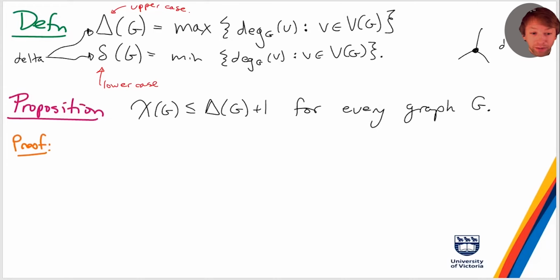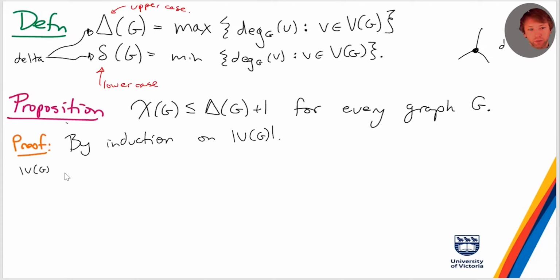So any thoughts about how to prove this? It's not a super difficult proof, but it's a little bit harder than what we just did about cliques. So how would I prove the chromatic number is at most delta plus 1? Any thoughts? Well, I'm going to do it by induction. The case where the number of vertices is 1 is usually pretty boring, and in this case it's also boring. This is the base case of the induction.